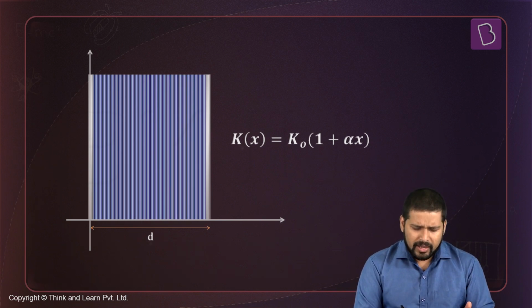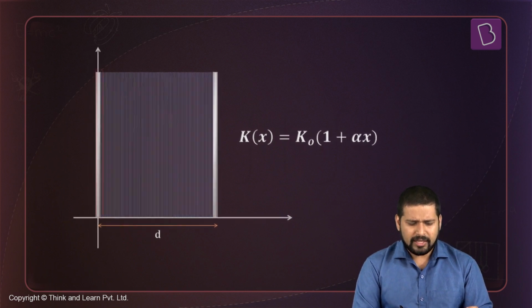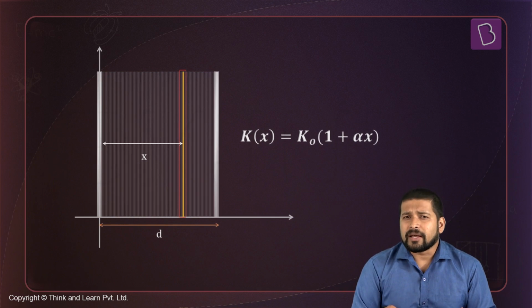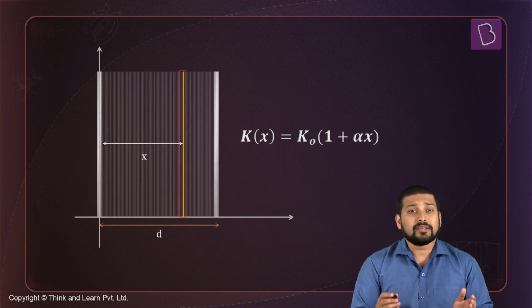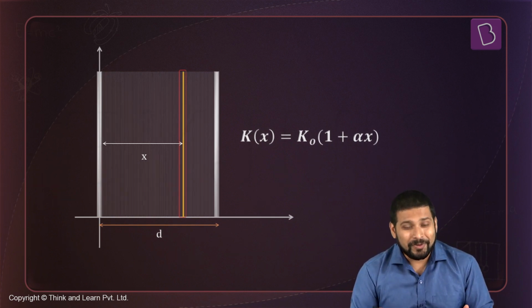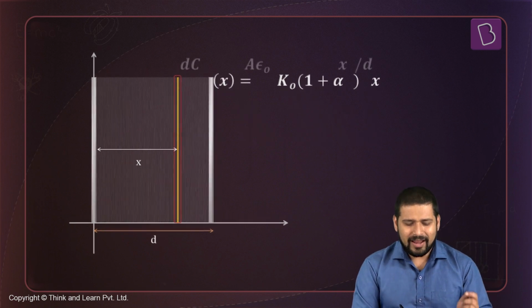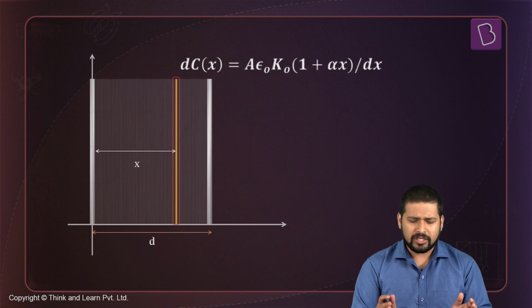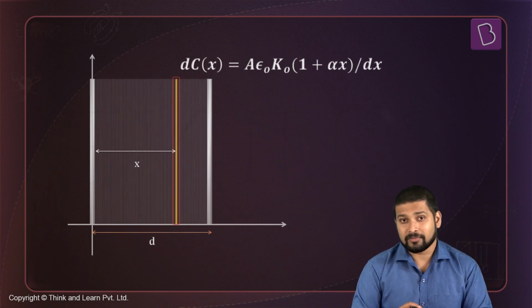Let's say at a distance of x we have a capacitor with a capacitance of dC. What is this value of dC going to be equal to? We have dC equals A epsilon naught K naught, the whole thing multiplied with (1 plus alpha x), divided by dx, right?